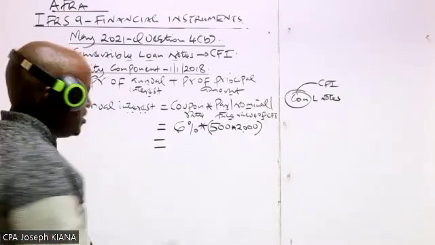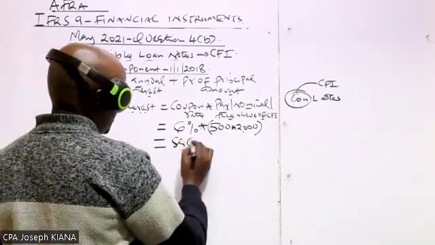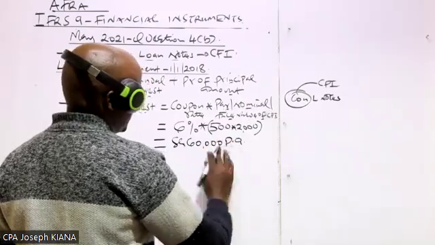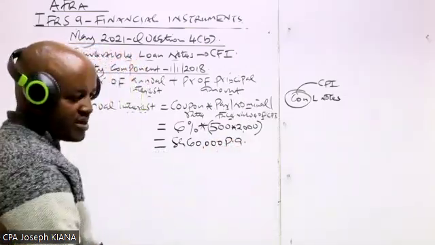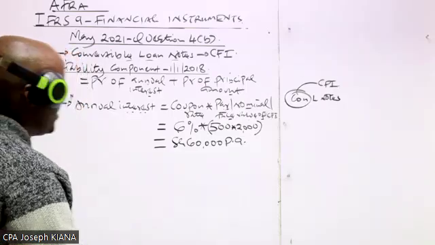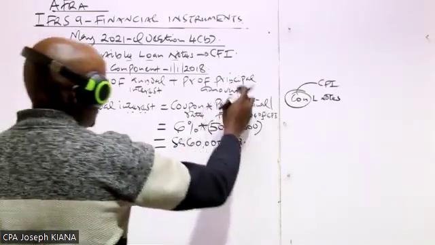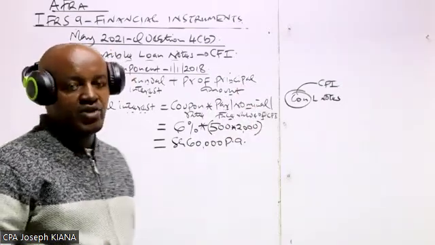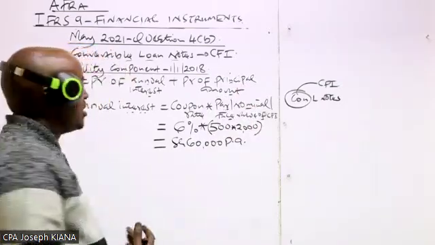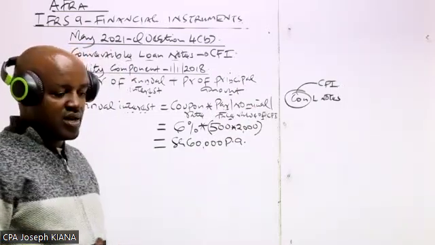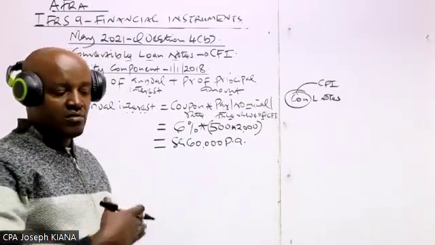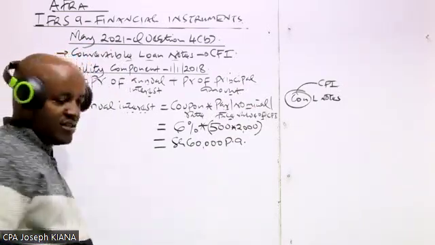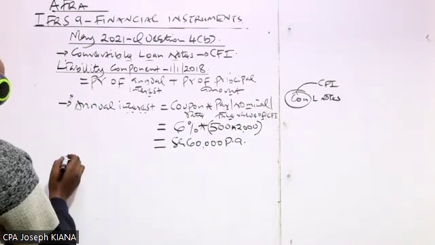Yes, I'm told this will be 60,000. 60,000, and this is the interest per annum. And then from there, we determine the principal amount. What is the principal amount? The principal amount is the amount to be paid on the redemption. Once these convertible notes mature, how much will the company pay back to the investors? That is what we refer to as the principal amount.